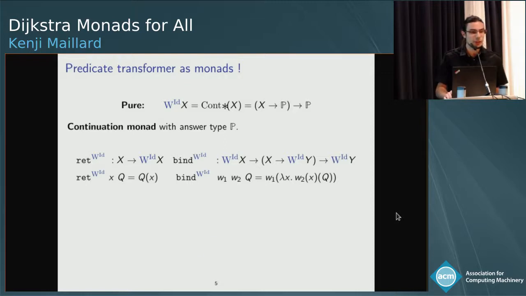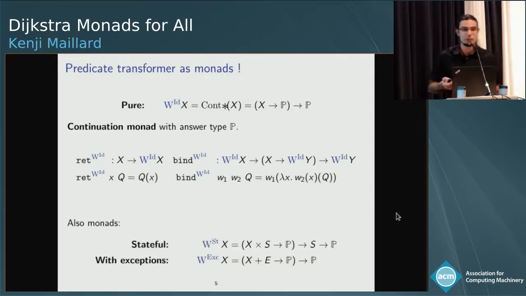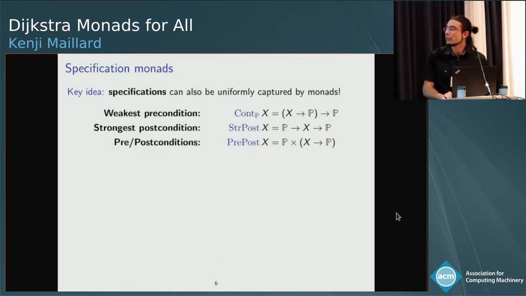And we can play this trick with the other examples of stateful computations or computations with exceptions, and obtain, in this case, monads encapsulating specifications for these kinds of computations. And we can do that not only for predicate transformers mapping postcondition to precondition, but we also have monadic structure on forward predicate transformers mapping a precondition to the strongest postcondition, for example, that the computation should hold, or even for pre and postcondition pairs.